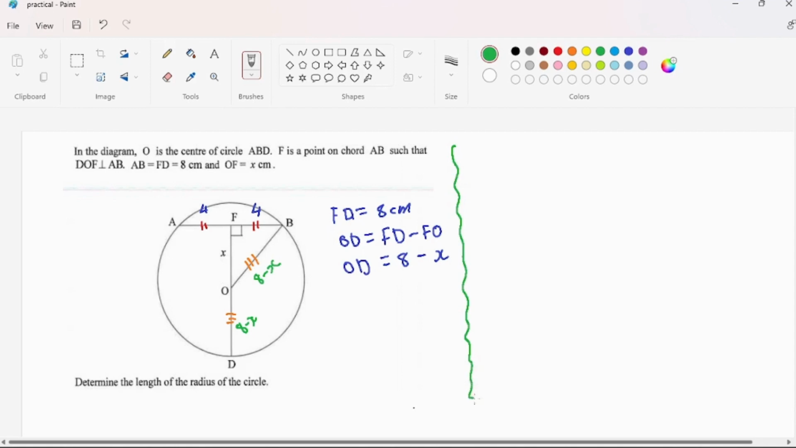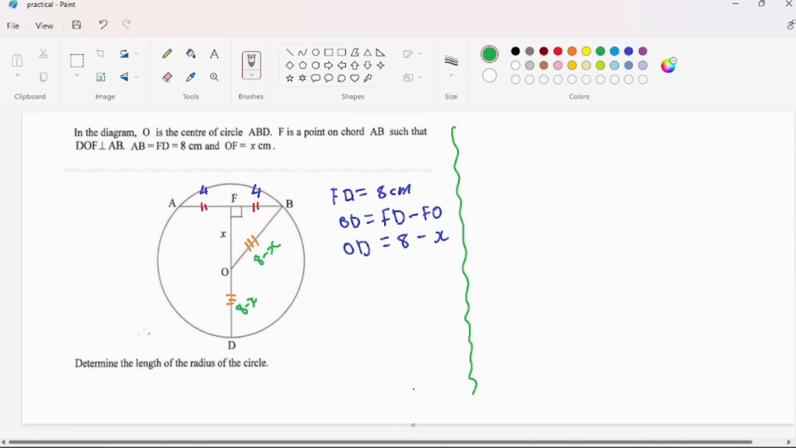Now we can read the question. What does the question say? Determine the length of the radius of the circle. Right, they are looking for what? The radius of the circle. We all know that OD is equal to OB, right? And then we can say it is equal to R for radius. Our reasoning is going to be radii, right?